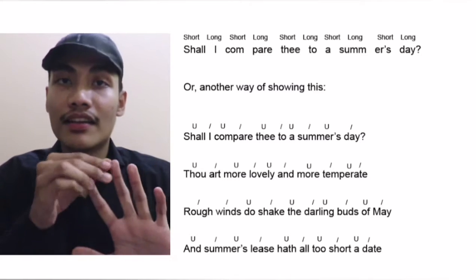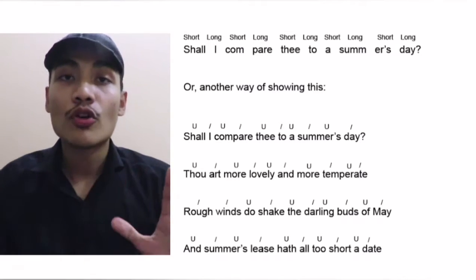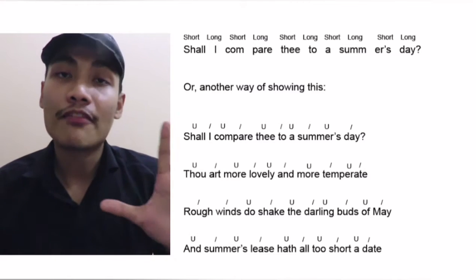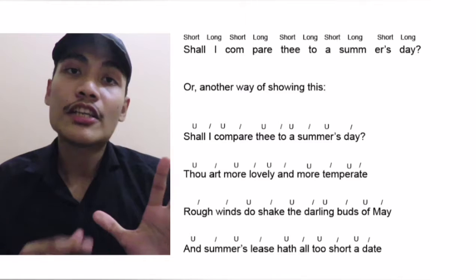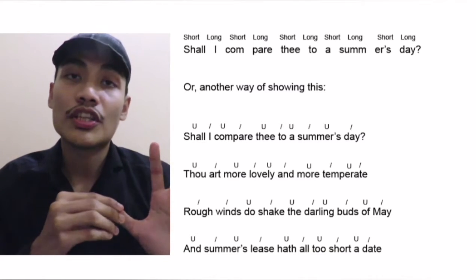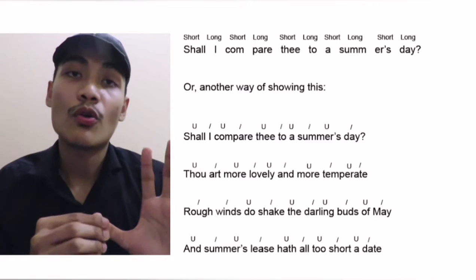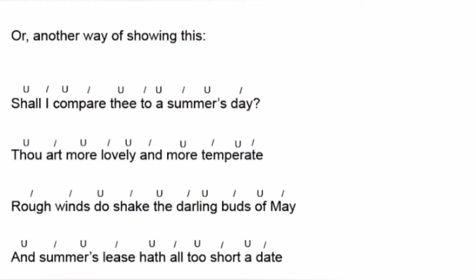Shall I compare thee to a summer's day? So it's fulfilling its requirement of 5 metrical feet, each foot consisting of two syllables. So in total, 5 times 2, 10 syllables. So 5 metrical feet and 10 syllables. These are the rules of iambic pentameter. Let's see how the second line will be chanted. Thou art more lovely and more temperate. So it is also fulfilling its requirement. So that's how iambic pentameter makes its form.